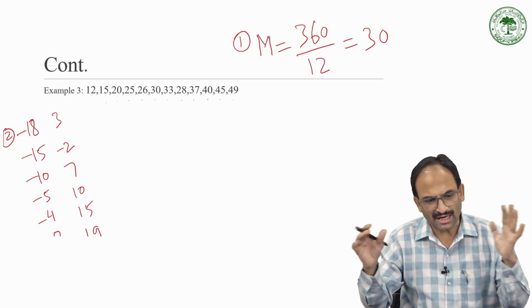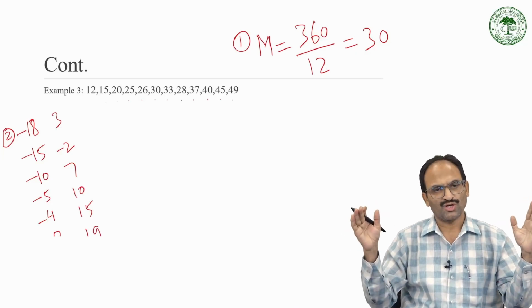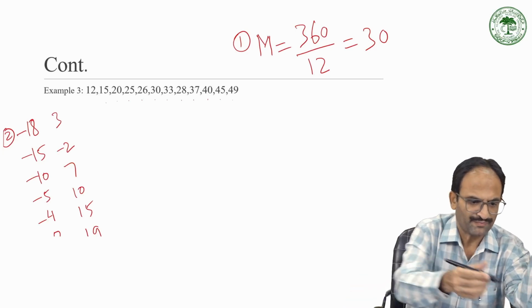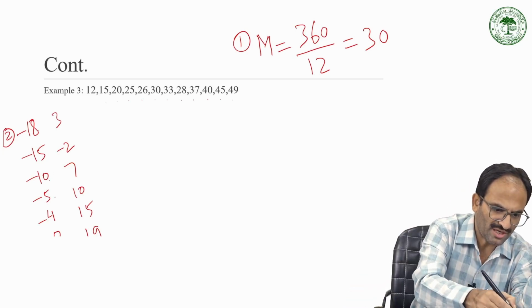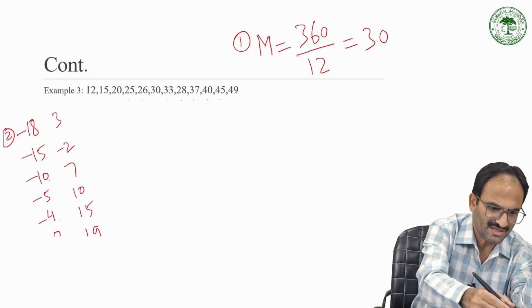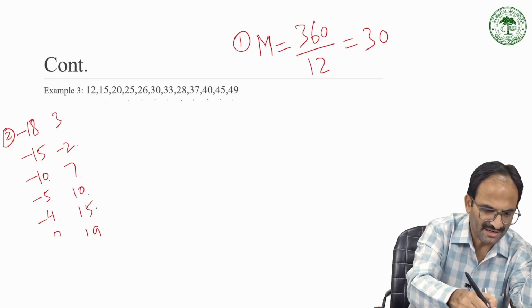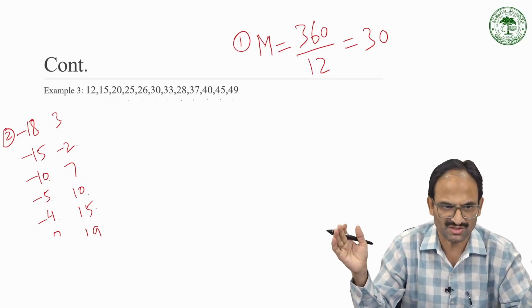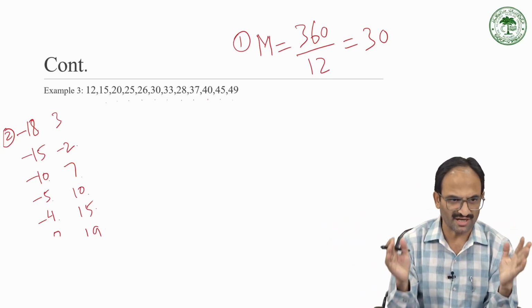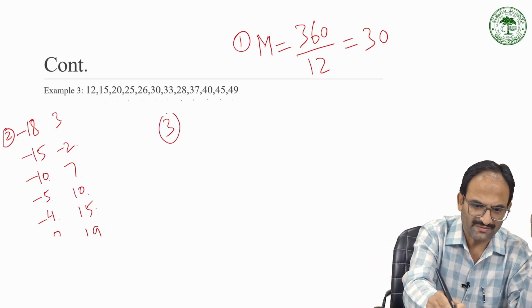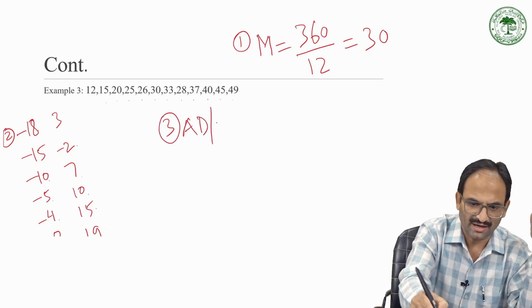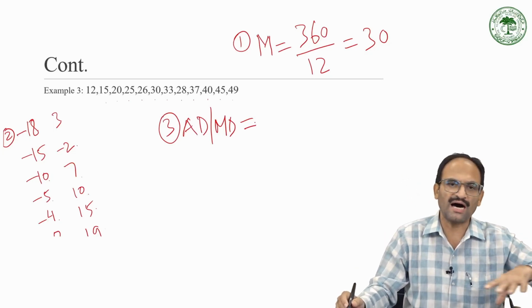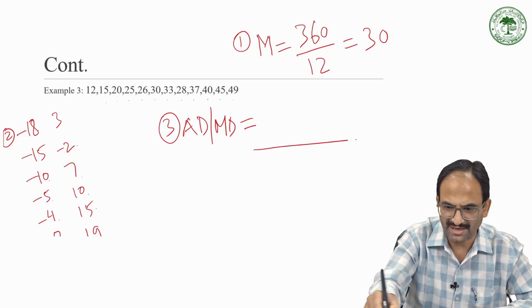Now see, total numbers were 12. So, total deviations should also be 12. So, let me count 1, 2, 3, 4, 5, 6, 7, 8, 9, 10, 11 and 12. So, 12 numbers were there. So, we have got 12 deviations also. In the second step, we have calculated the deviation. In the third step, we will write the formula AD or MD is equal to the sum of all the deviations divided by 12.